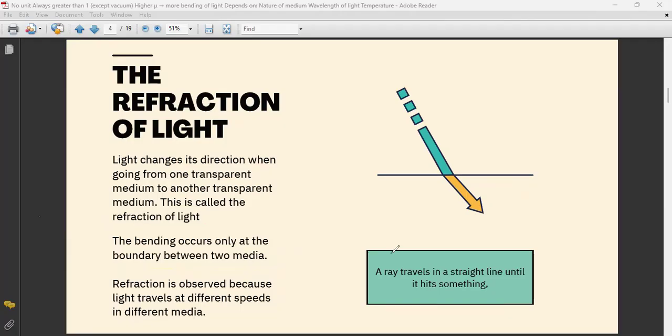Now a ray travels in a straight line until it hits something. Because we know that light travels in a straight line, but until it hits something. So whenever it hits something, it will change its direction. Okay, so this phenomenon is called refraction. Moving on to the next concept.